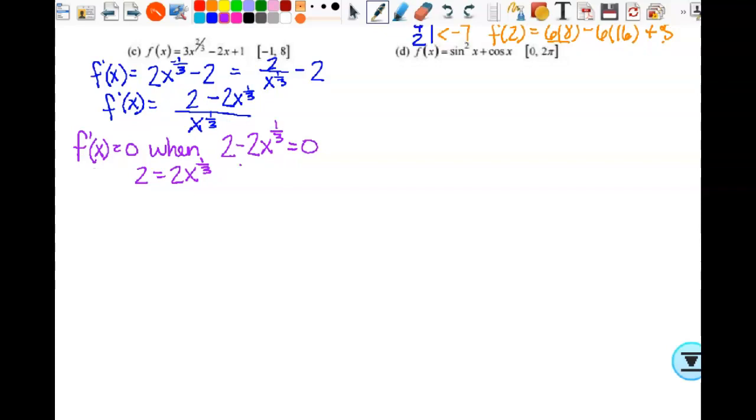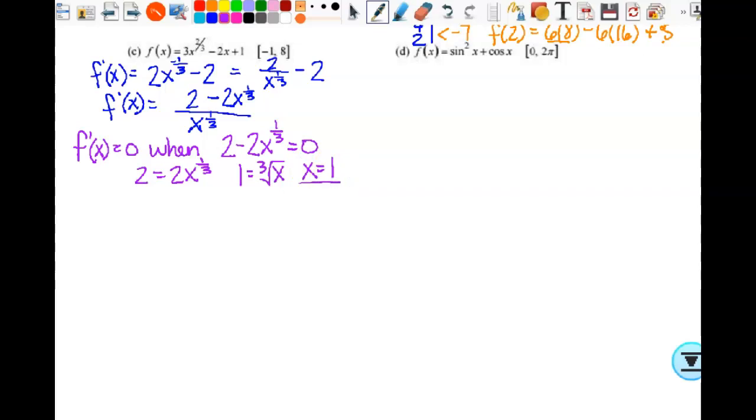Okay, so that means that I get 1 equals, and what's another way to write x to the 1/3 power? Cube root. You don't necessarily have to write it that way if you know what it is. That's 1 equals the cube root of x. So how do I undo a cube root? I cube it. So if I cube both sides, what does x equal? 1. That's one of my candidates.